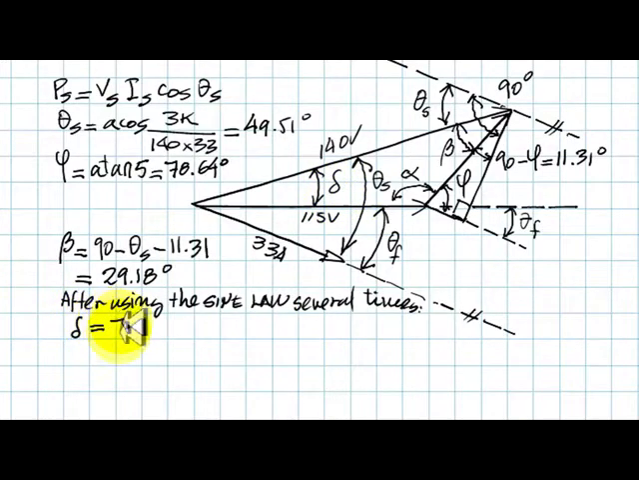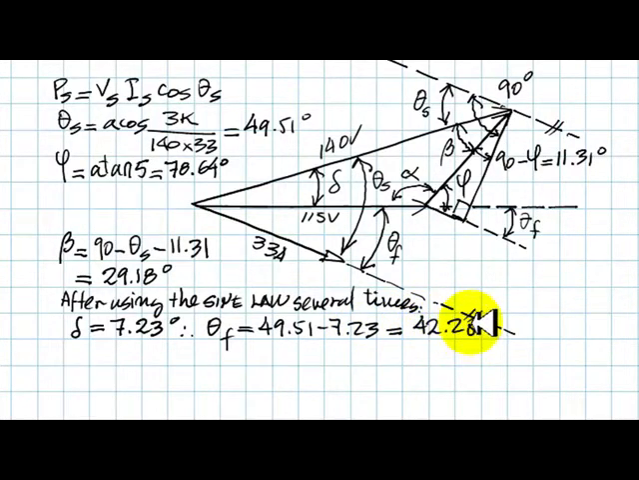Delta turned out to be 7.23 degrees. And we can subtract from theta s, 49.51 minus 7.23, and obtain what is almost our answer. 42.28 degrees. The cosine of that is the power factor at the factory.